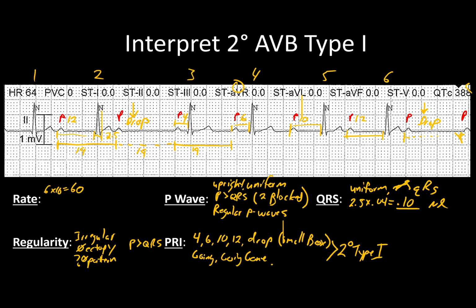And that's about all you need to say, is that you've recognized the pattern that's going on. There's no need to say sinus rhythm, sinus brady, sinus tach. Just say second degree type 1, and pretty much everyone will know exactly what you're talking about. And that's all there is on that strip.